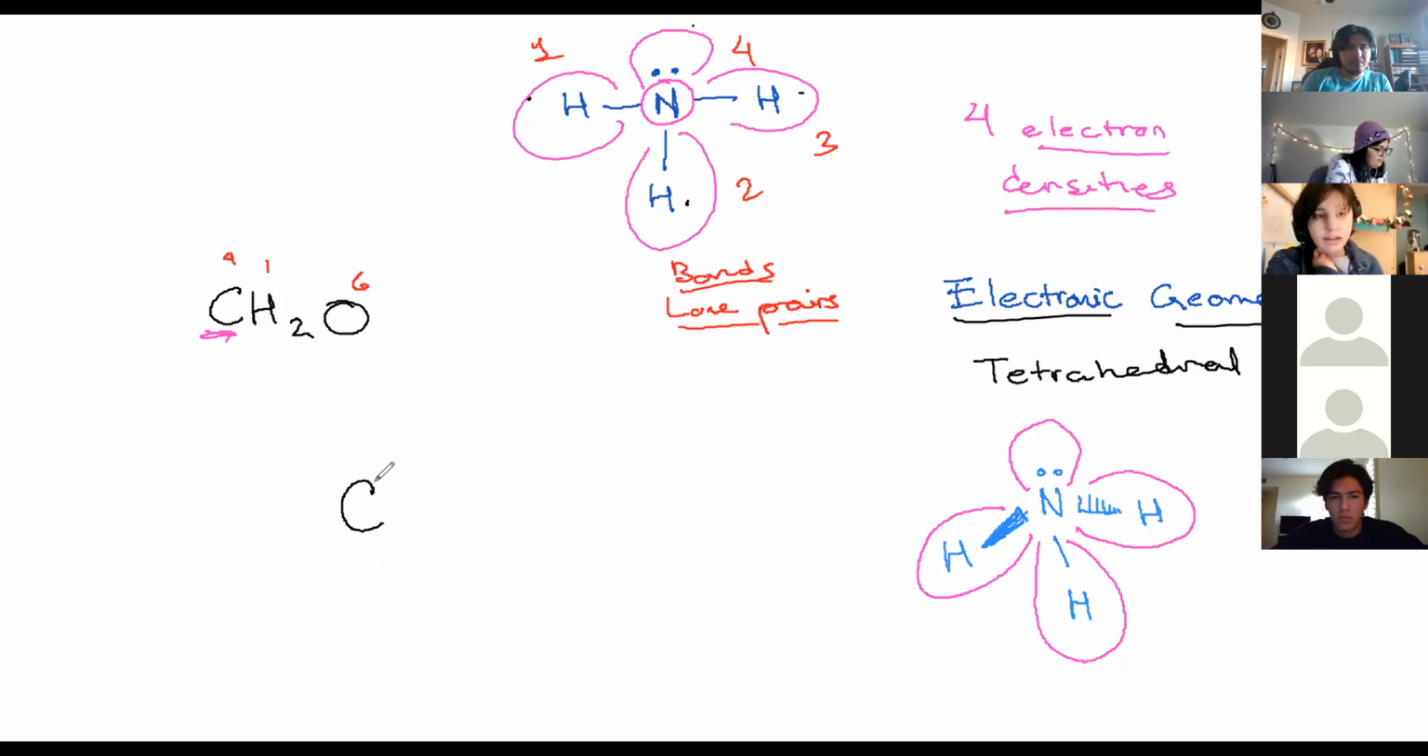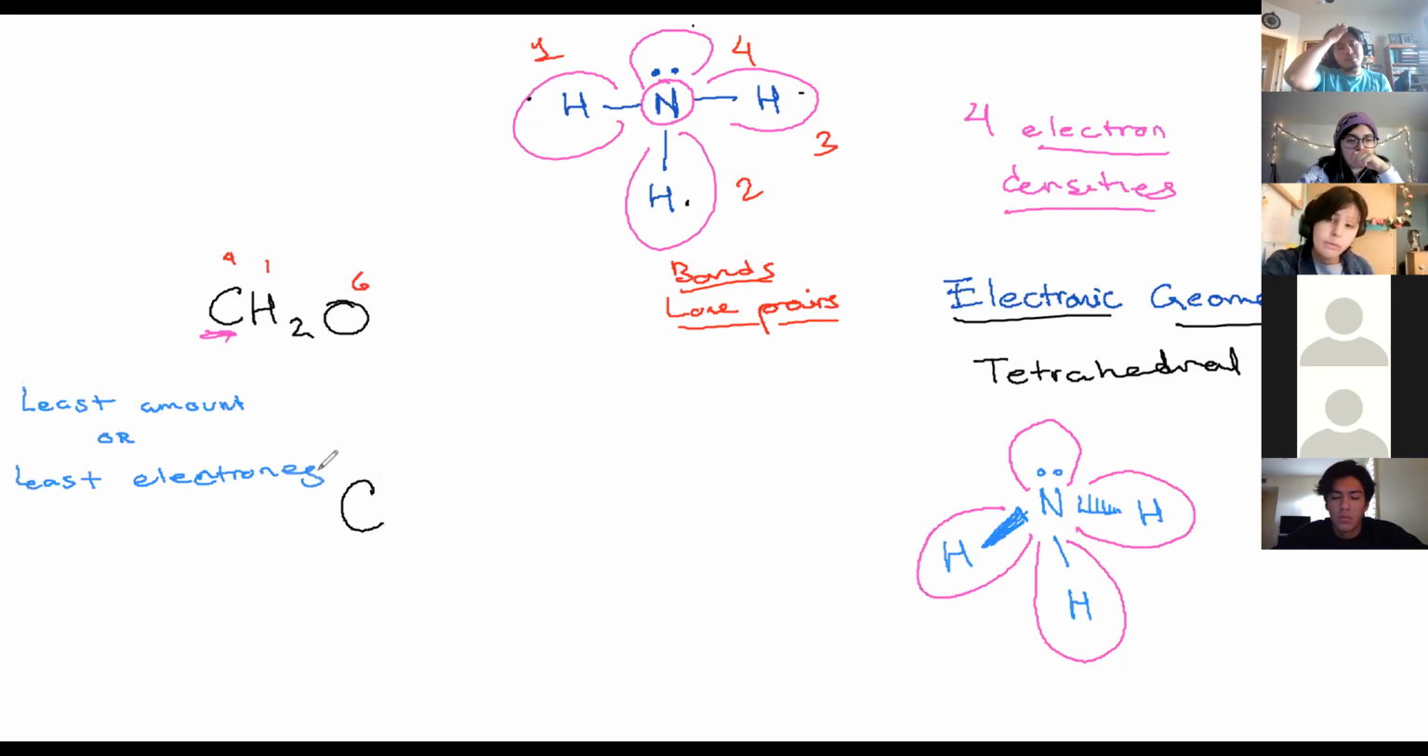How many valence electrons do we need to use here? How do we know which one is going to be the one in the center? There are 2 ways. It's either the least amount, and failing that, the least electronegative, besides hydrogen, as long as it's not hydrogen.